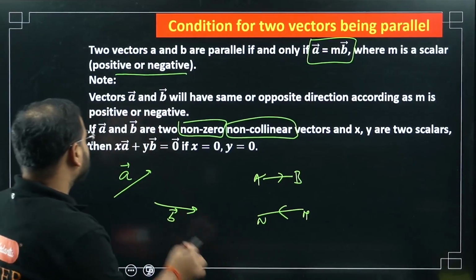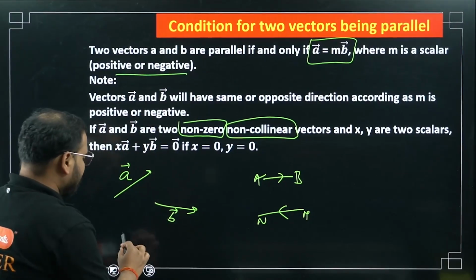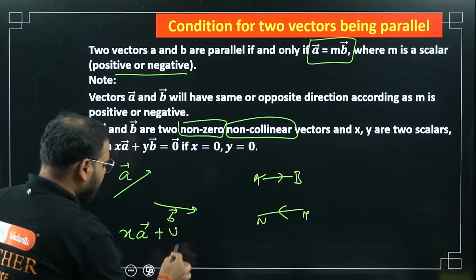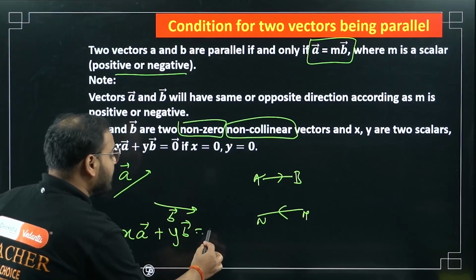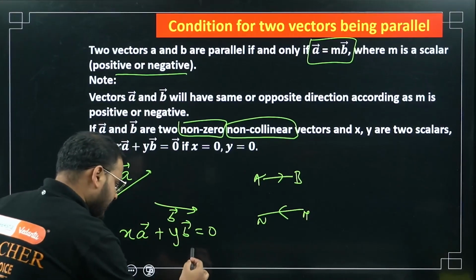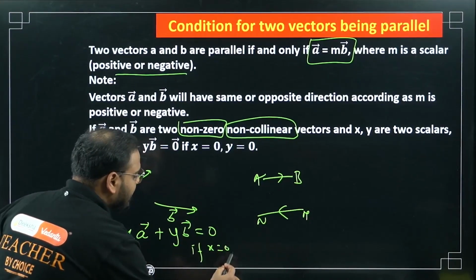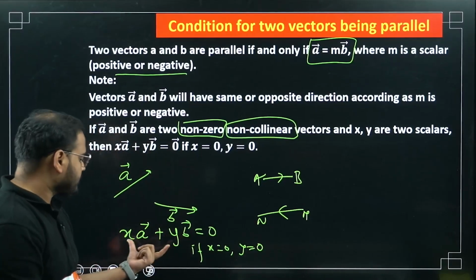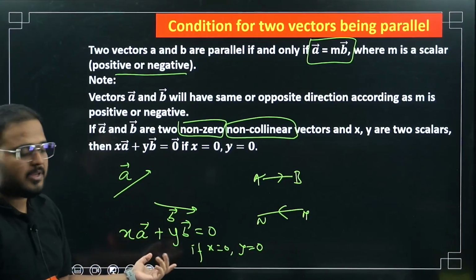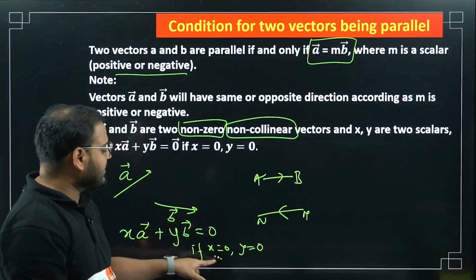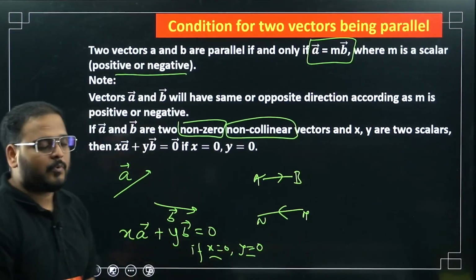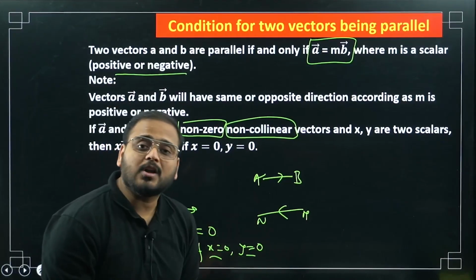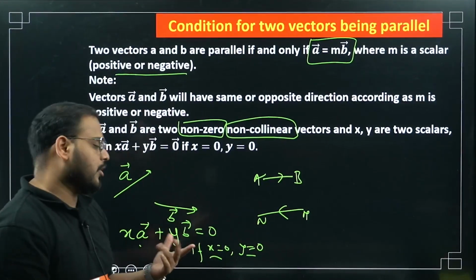Then for this to be 0, a scalar multiplied with vector a plus a scalar multiplied with vector b will only be 0 if both x and y are 0. To make the sum x times vector a plus y times vector b equal to 0, I have to take x and y to be 0, provided vector a and vector b are non-zero, non-collinear vectors.